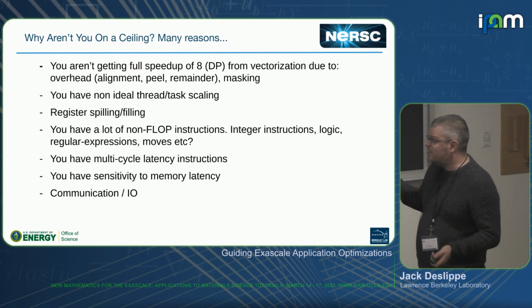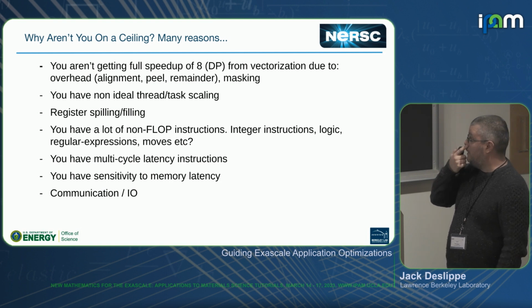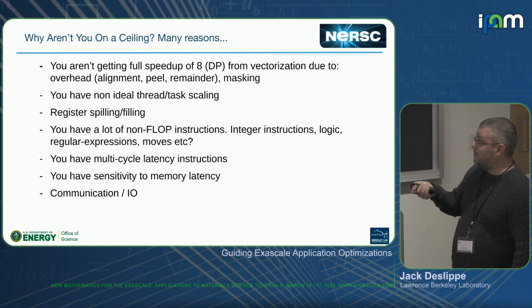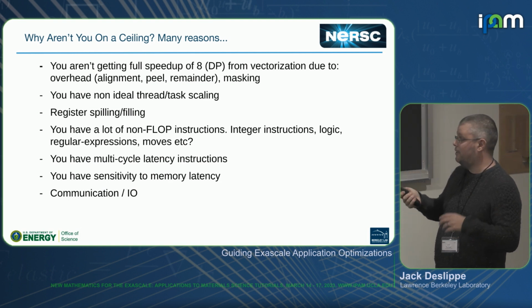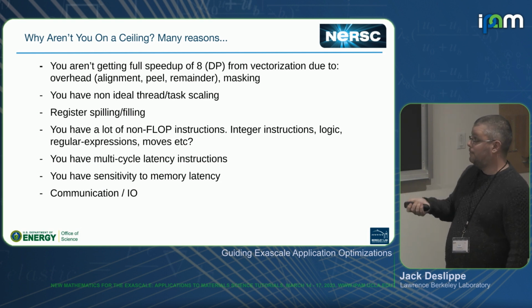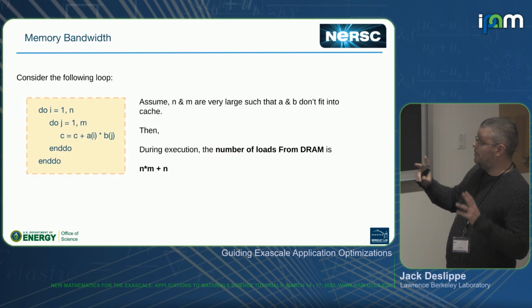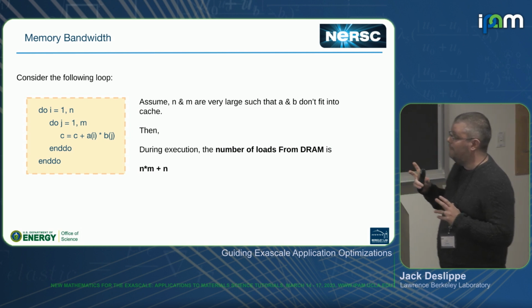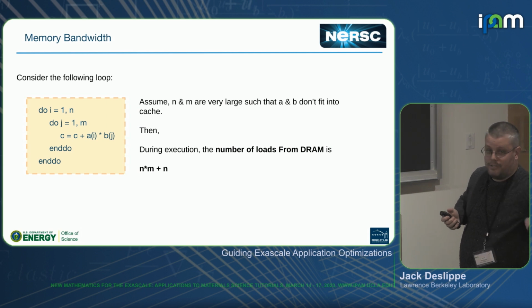There are many reasons why you might not be on a ceiling. It could be that you're not vectorizing. It could be that you have some sort of non-ideal task or thread scaling. It could be limited by communication and I/O. It could be memory latency. It could be a number of other reasons. But let's look at one particular example. Let's say you have this little application that's doing a dot product.